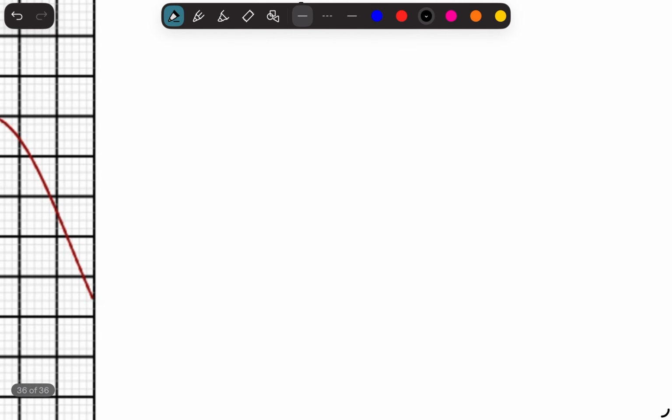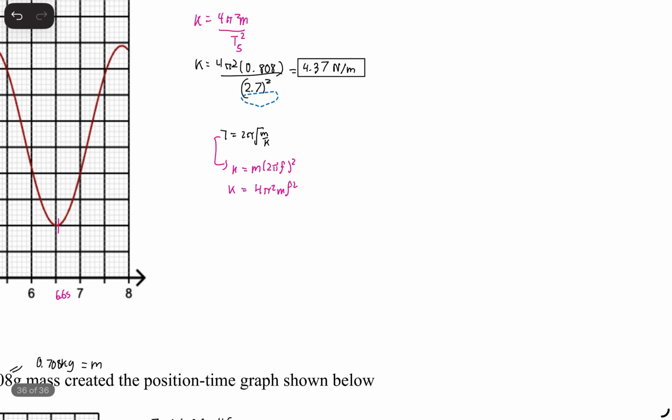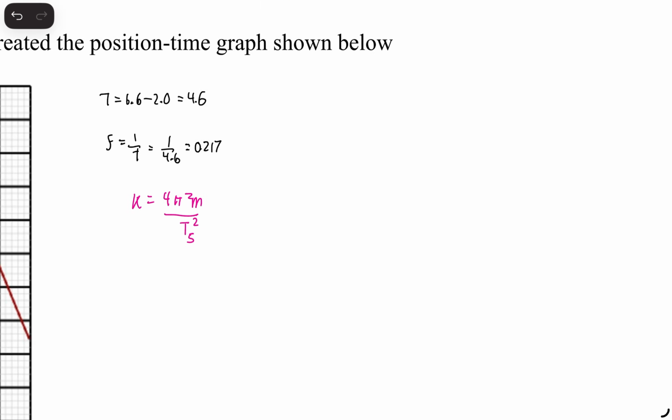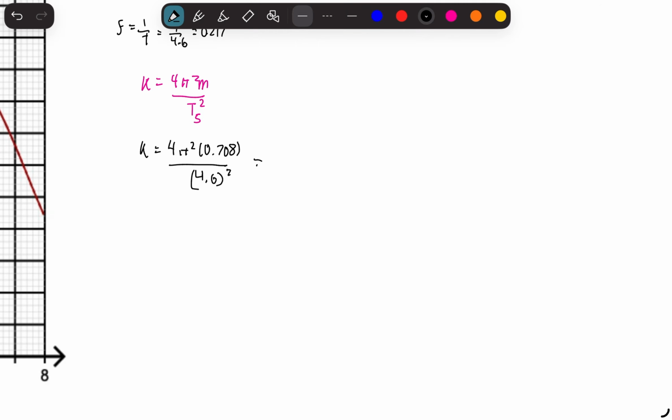Now you can also get your frequency. Your frequency is 1 over T, so 1 over 4.6, and that's 0.217. Again, we use our formula for k, which we showed the derivation for. Plugging in, k is going to equal 4 times pi squared times 0.708, divided by 4.6 squared. If you plug that in, that's 1.32 newtons per meter.